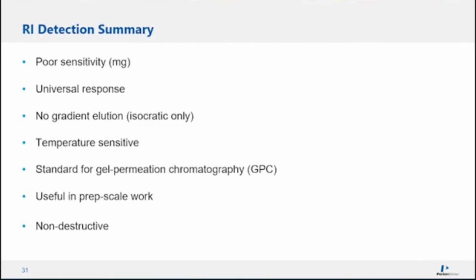To summarize refractive index detection, it is a universal detector, but it suffers from poor sensitivity and not being able to use gradient elution. It is extremely temperature sensitive, but it is not a destructive method. This type of detection method is also sometimes used in higher prep scale work, where you're passing through extremely large concentrations of sample, and so you're not necessarily worried about that sensitivity aspect.